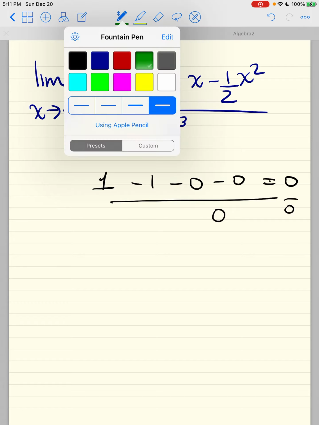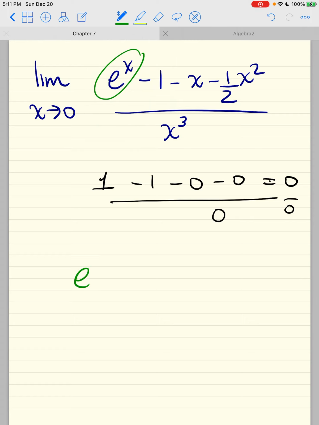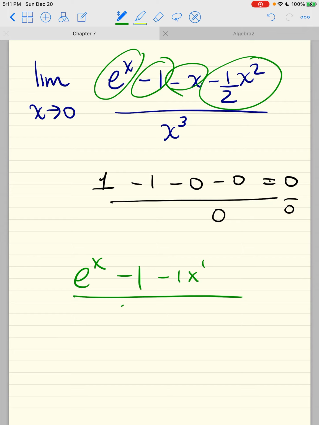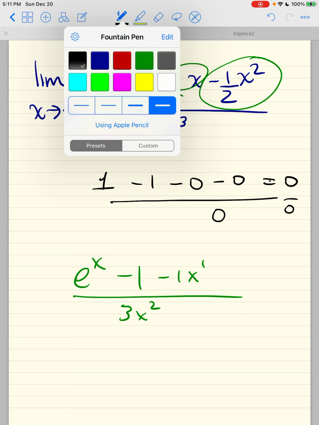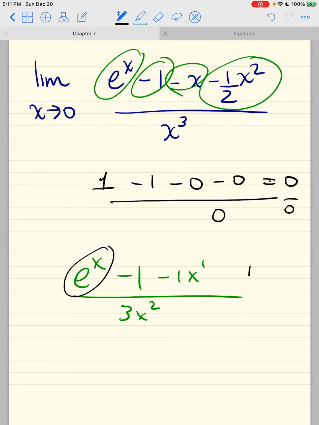Be careful when you take the derivative, okay? E to the x is e to the x. That's 0. That's a -1. This here is -1/2 times 2 is -1 x to the first over 3x squared. Now look what's going to happen here. When you go back to put a 0 in, e to the 0 is 1 minus 1 minus 0 over 0. Guess what? You got 0 over 0.